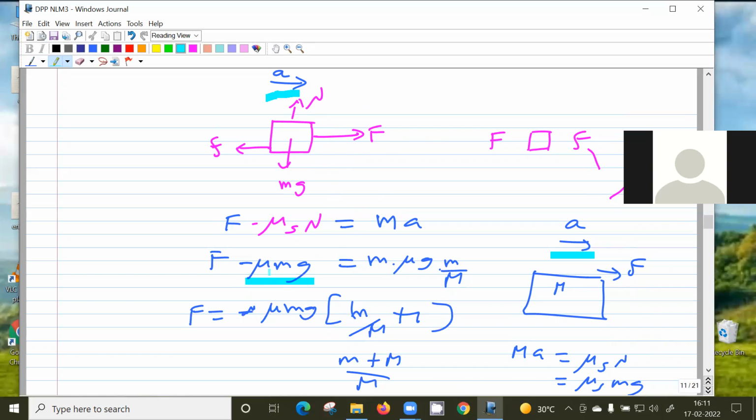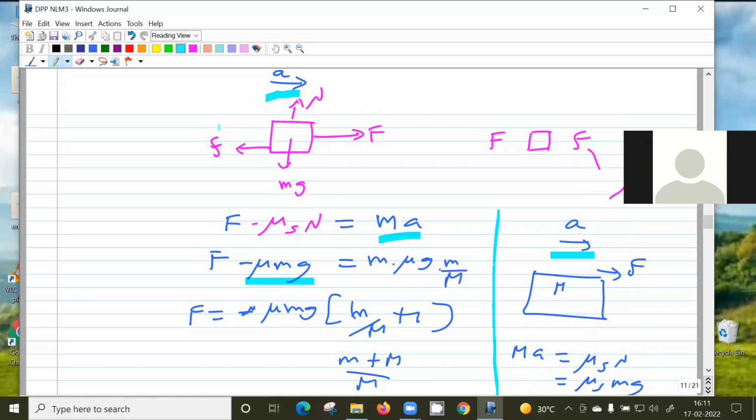So in the horizontal direction, F minus the friction force, that is the net force, that's mass into acceleration. And acceleration I'm finding from this free body diagram of capital M. So capital M, in the horizontal direction, I'm not considering the normal direction. It will introduce another N1, that's not required. So just in the horizontal direction, the force is the friction force mu s into N, that's equal to M into a, and N is mg.